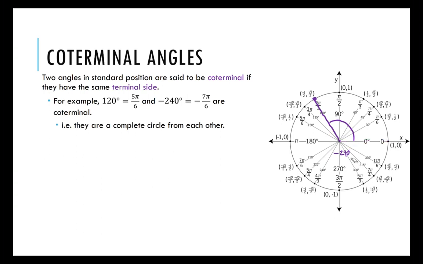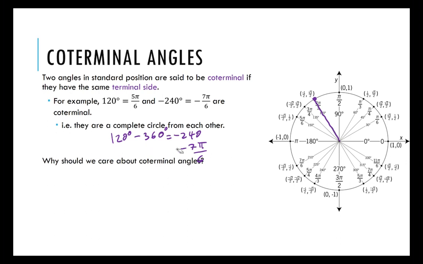And so notice that if I erase everything and I just leave our terminal ray, well, all I've got to do is make a complete circle and I could get back there into these other degree units. 120 degrees minus 360 will actually give us negative 240. And similarly, you could have said 5 pi over 6 minus 2 pi, because that's a full rotation, which is actually negative 7 pi over 6. Why should we care about coterminal angles?